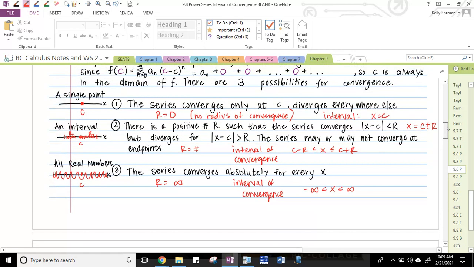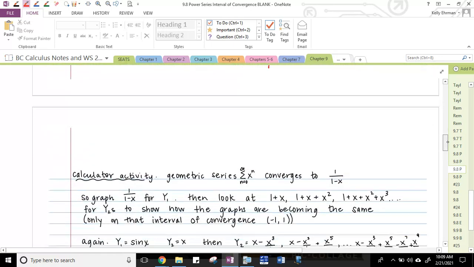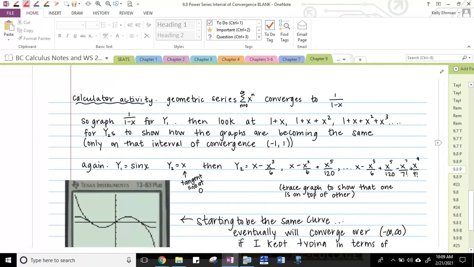Okay, so those are our three scenarios. Converge at a point, converge on an interval, converge for all real numbers. How do we figure this out? Let's see what this looks like again. I sketched it. Now, if you want to pause the video to type this stuff in, you can. I typed some of this in ahead of time because we've already looked at this, and I didn't want to add time to the video of me just typing things in.